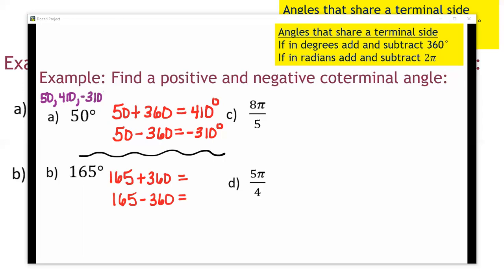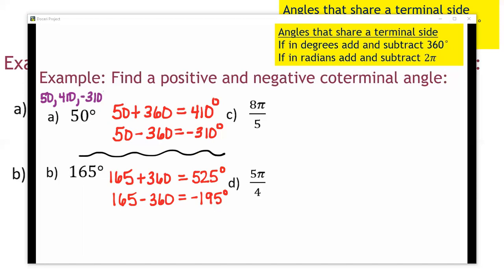Okay, so when you take the 165 plus 360, you get 525 degrees. And then if you take 165 minus 360, you get negative 195 degrees. So you have your positive angle and your negative coterminal angle.